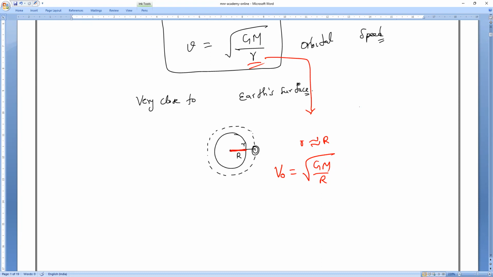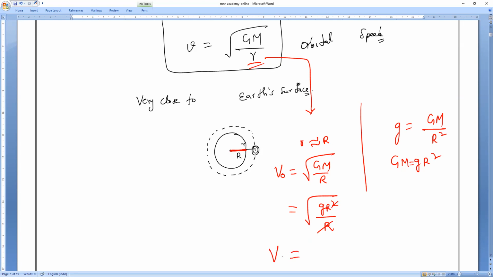Now from the gravitation formula, acceleration due to gravity is g equals GM by R square. From that, GM is equal to gR square. So I'll replace GM with gR square. So gR square by R, R square and R will get cancelled. So v naught, the orbital velocity very close to the earth surface, is equal to root over small gR. This is the formula where the satellites are moving very close to the earth surface. That is what you have to remember.